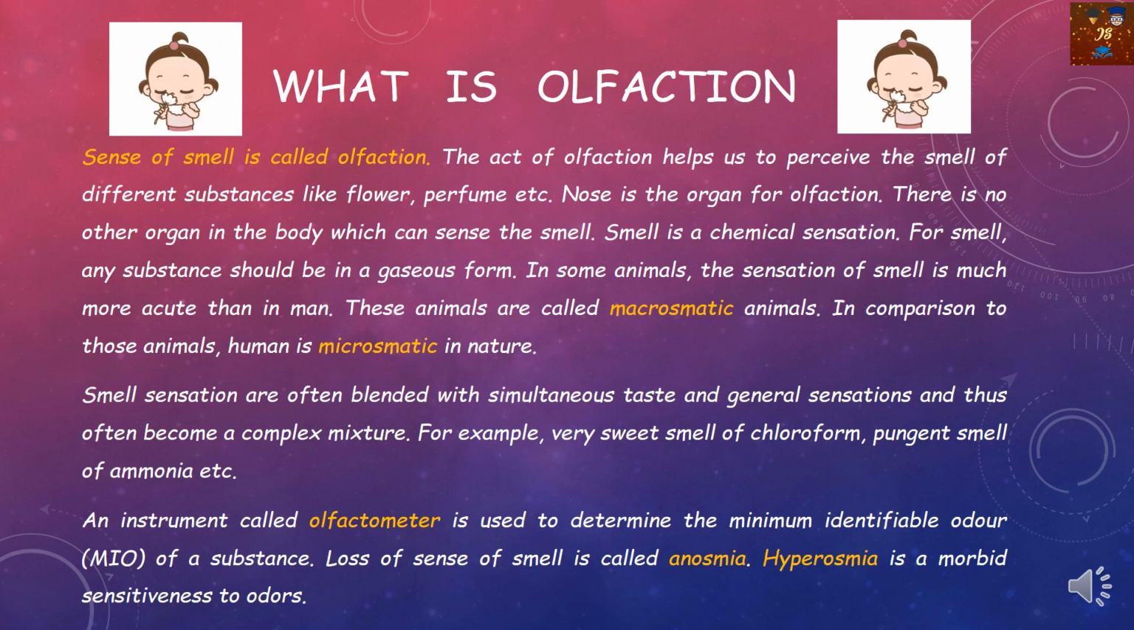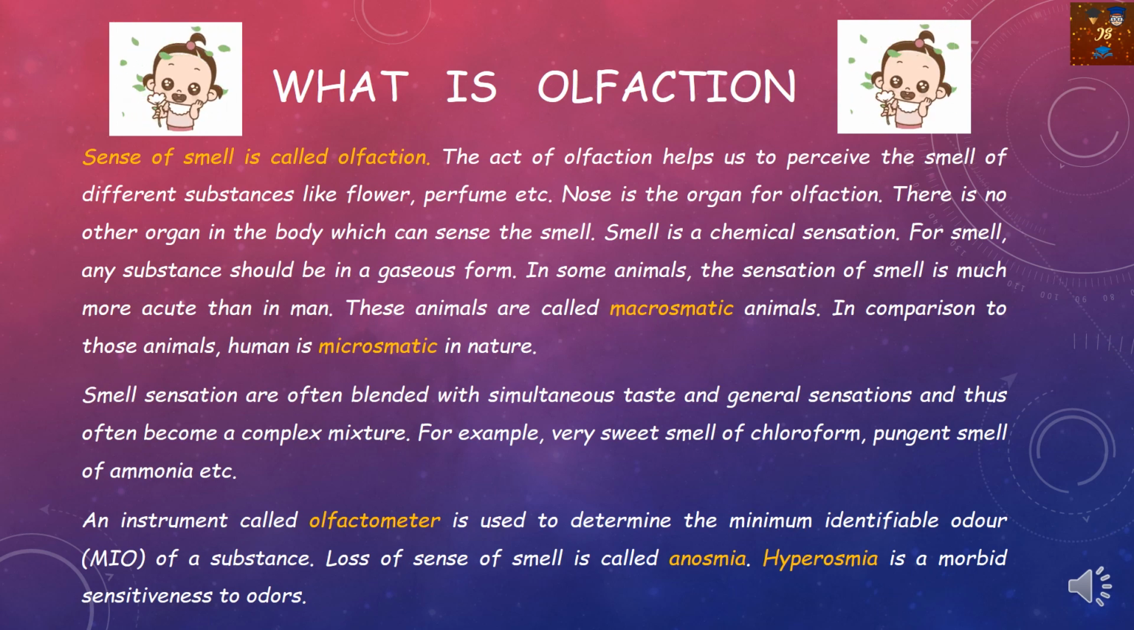Depending upon olfactory capacity, the animal world is divided into macrosmatic animals and microsmatic animals. Macrosmatic animals are those which have a highly developed olfactory system and a larger olfactory area, like dogs, foxes, etc. In comparison to those animals, the human is microsmatic in nature. That means humans do not have a larger olfactory area like those macrosmatic animals, and the olfactory system is also not so much improved in man in comparison to dogs and foxes.